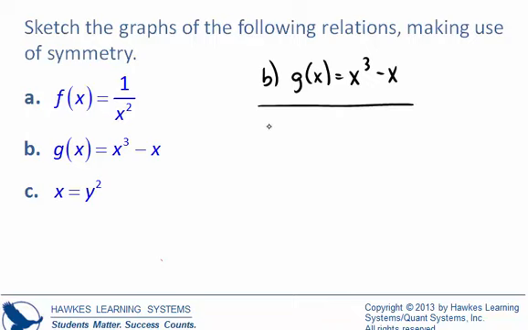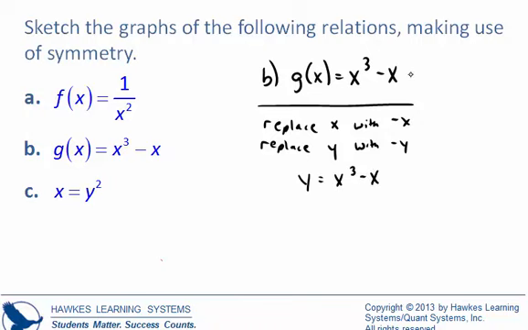All right, so we are going to replace the x with negative x, and we're going to replace the y with negative y. So let's see what happens. First of all, let's take this expression, and instead of g of x, just to make things a little easier, let's write y is equal to, because we know that g of x does play the role of the y.